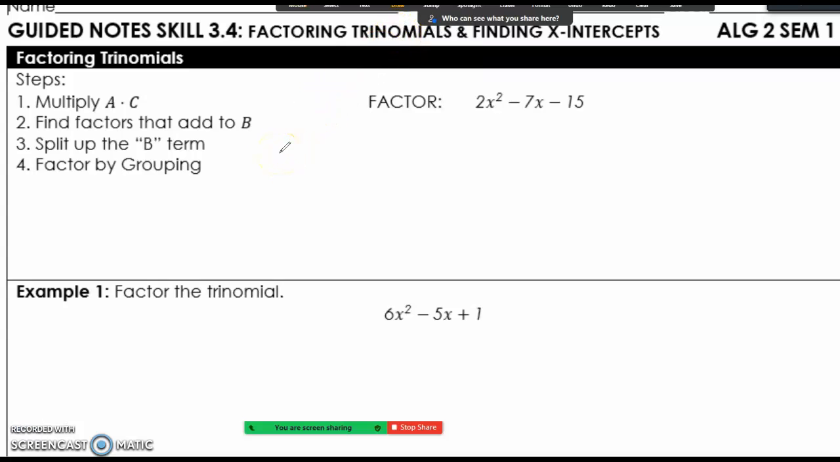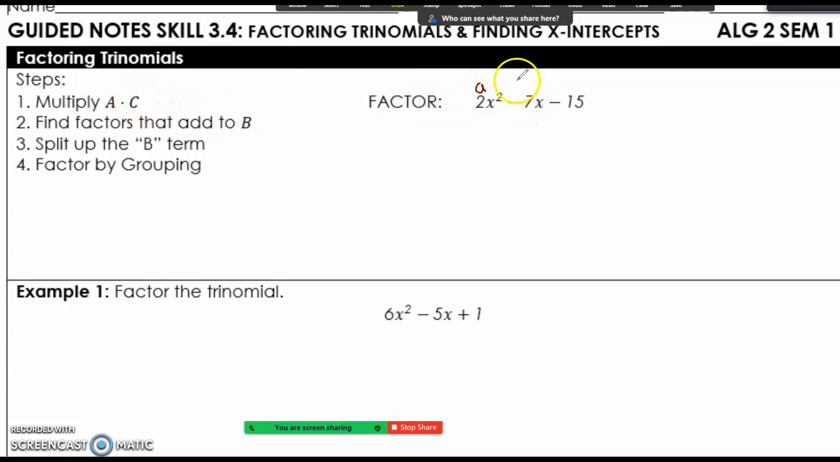We are starting 3.4, factoring trinomials and finding x and y intercepts. So we have learned how to factor when we have 4 terms, but this is us learning how to factor when we only have 3 terms. So notice we have a 2x squared, a 7x, and a negative 15. Our first step is to multiply a and c.